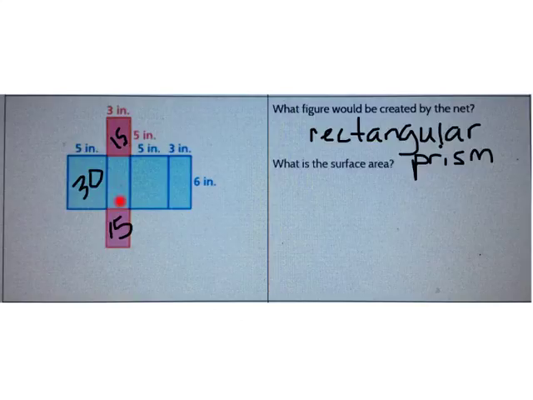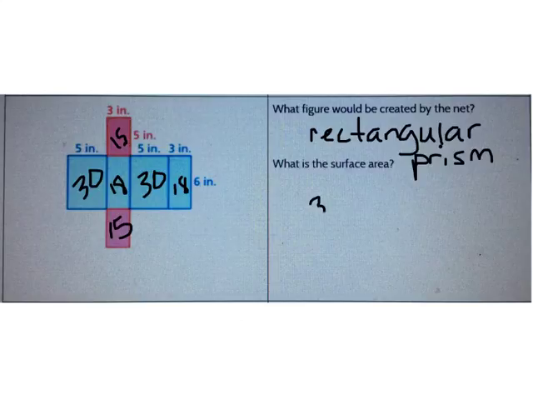Now let's look at the middle rectangle between the two reds. The base is 3 and the height is 6. What's the area? It's 18. Look at the next rectangle. The base is 5 and the height is 6. What's the area? It's 30. The next rectangle has a base of 3 and a height of 6. What's the area? It's 18.